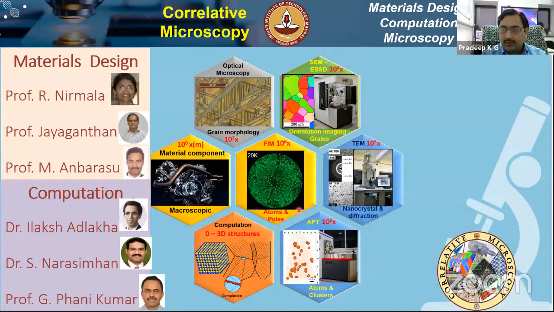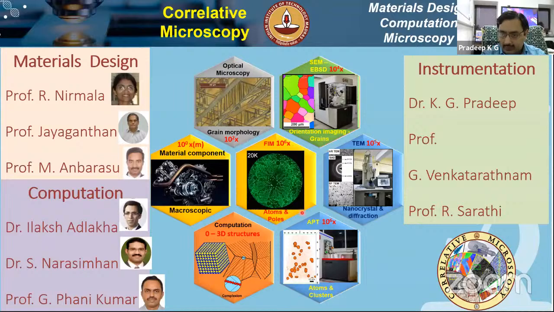So this means we need a dedicated instrumentation team. So I, Dr. Pradeep, will be joining hands with Professor G. Venkatratnam, who has a lot of experience in cryogenic systems, because the entire system works at, as you see here, 20 to 60 Kelvin. So we need a dedicated setup and a dedicated cryo stage for the atoms to be imaged as they are.